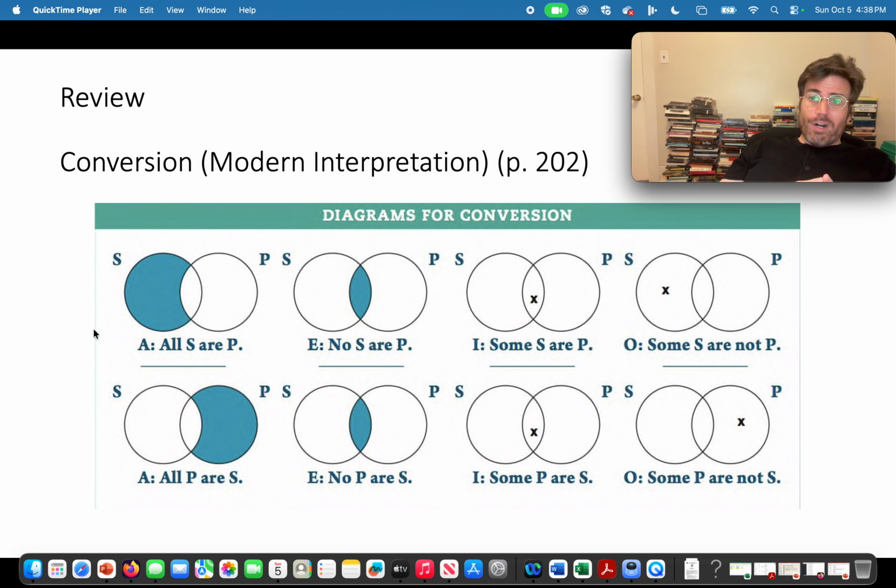Recall that the traditional or Aristotelian interpretation of logic allows us, through a process of subalternation, to limit the A proposition to the corresponding particular. Some S are P can then be validly converted as some P are S, and that is a valid move we can make, but we can't on the modern interpretation. For the O proposition, some S are not P, the particular negative, this is an invalid conversion. We see the X over in region 3, so we have a clear difference between the O proposition and its converted inference. So that's not an inference we're allowed to make.